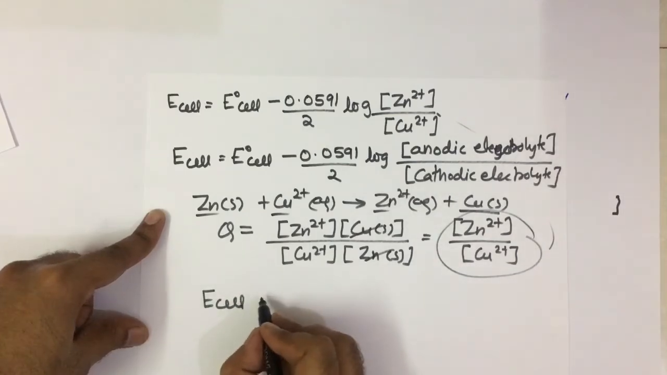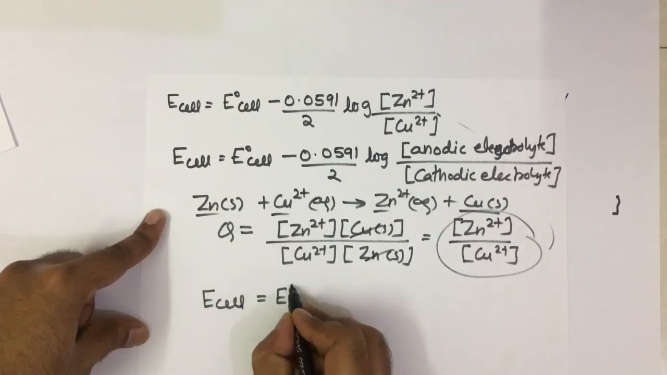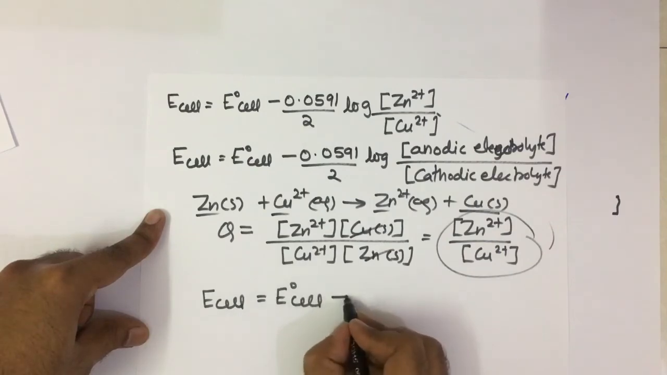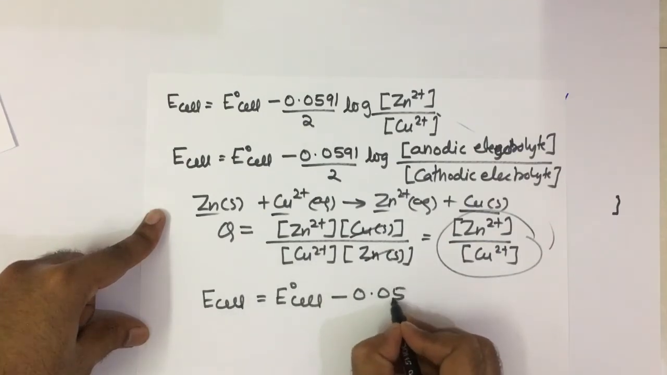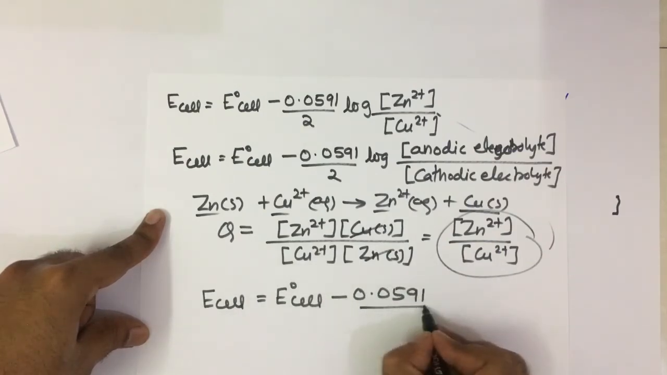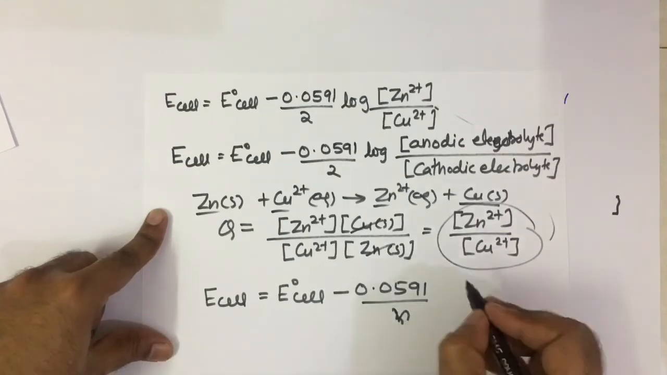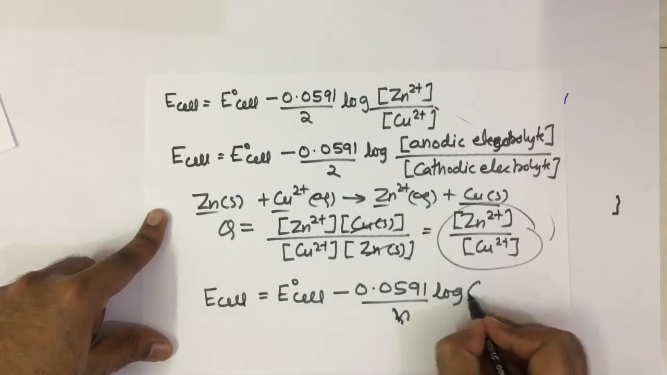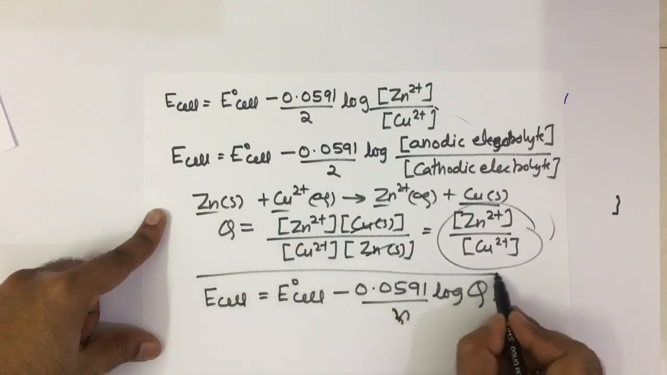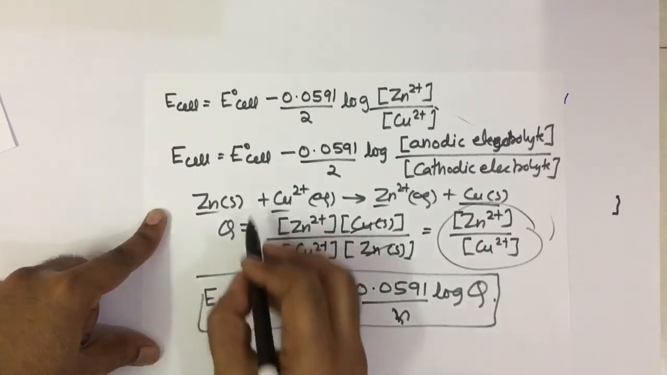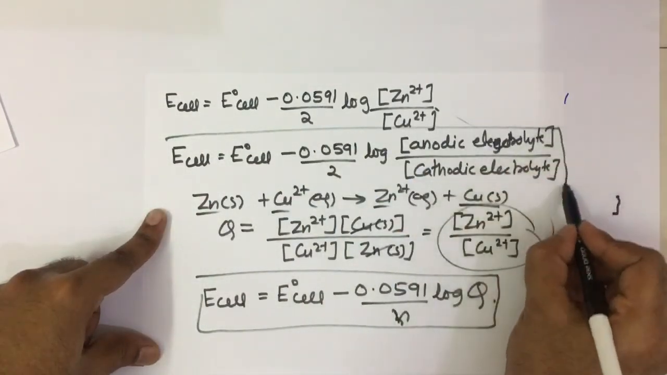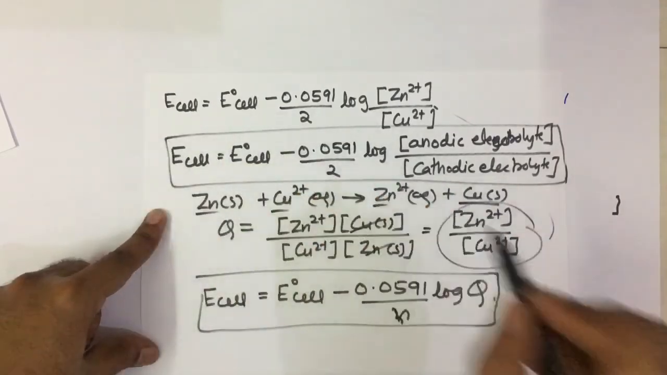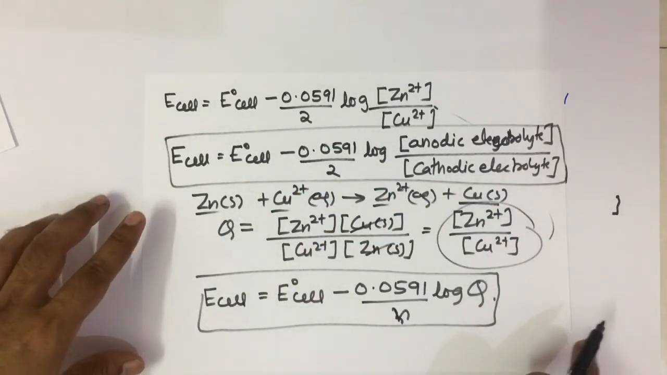E cell is equal to E naught cell minus 0.0591 upon n log of Q. So this is another general form of the Nernst equation. Hope you understand this.